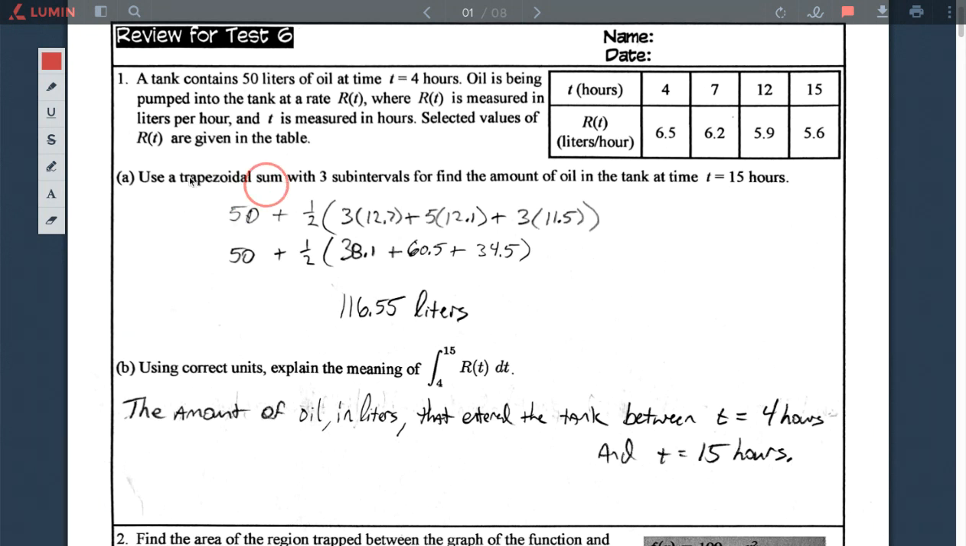And then we're using a trapezoidal sum. The area formula for a trapezoid is 1/2 times the height times the bases added together. So I went ahead and pulled the 1/2 out. Then we're going to do height times the sum of the bases. On the first one, 4 to 7 gives me 3. Add the bases together gives me 12.7. 7 to 12 gives me 5. Add the bases together gives me 12.1. 12 to 15 is 3. Add the bases together, I get 11.5. I work it all out. I get 116.55 liters.